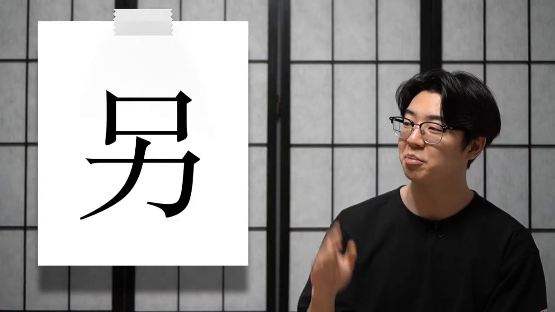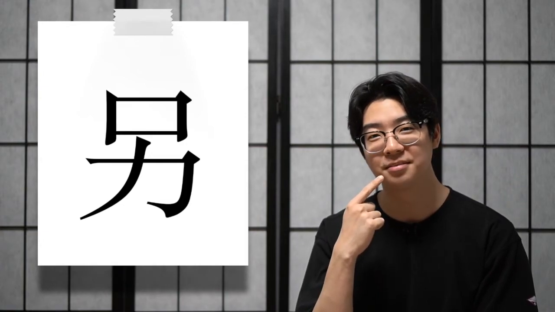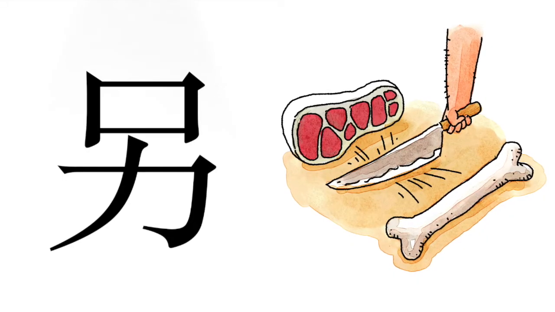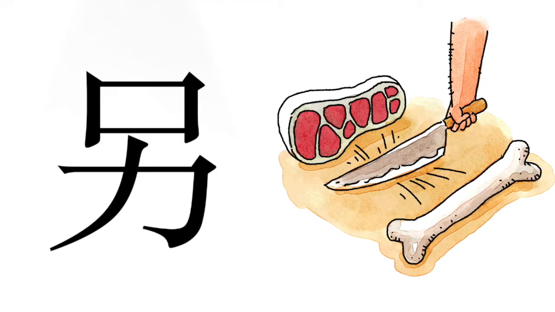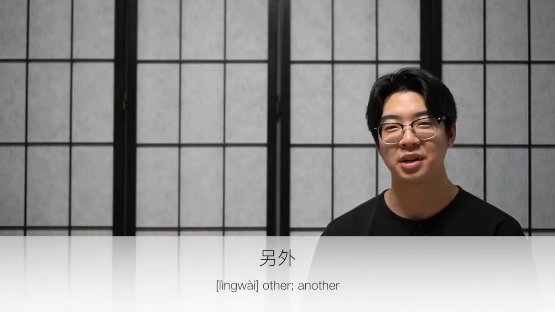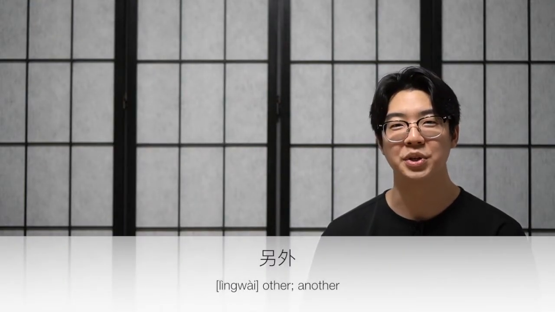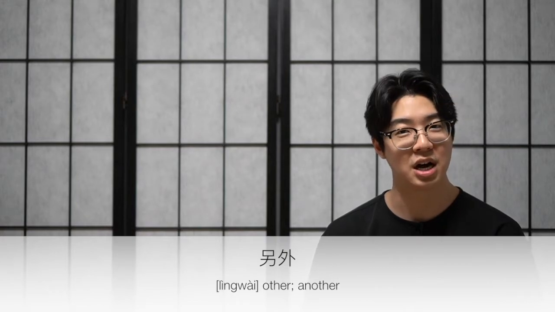The character on top means mouth. People use knives to separate the main edible parts from the other inedible parts. This character means other. It is used in this word, 另外, which means other or another. Here's the last character.